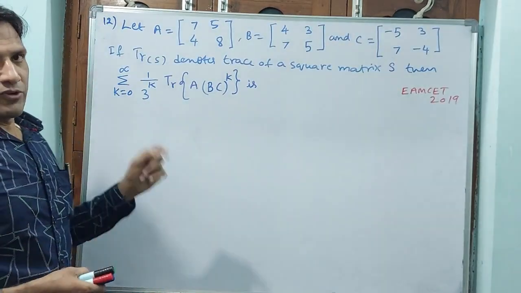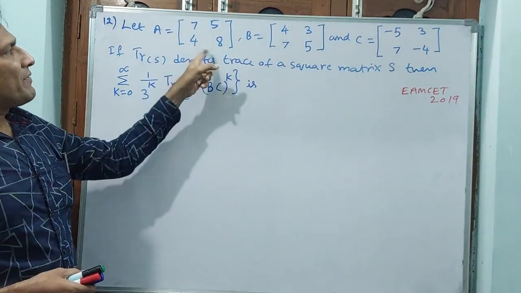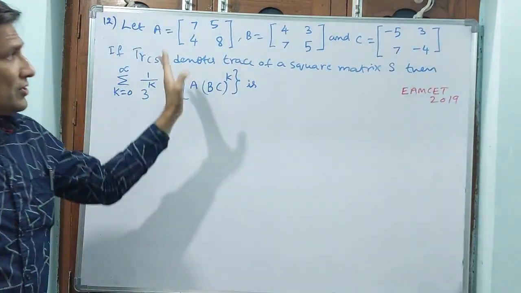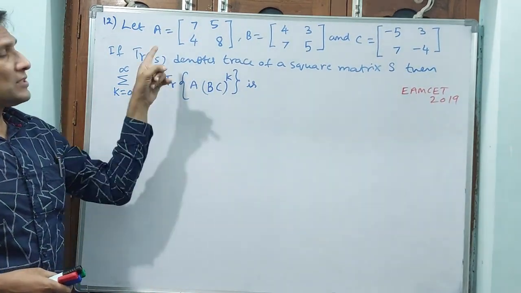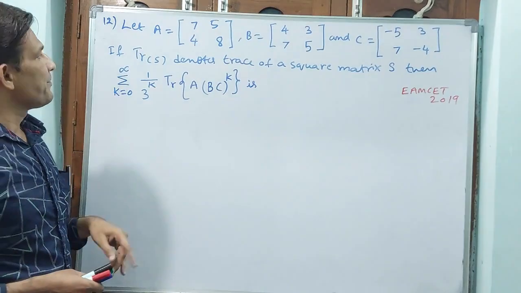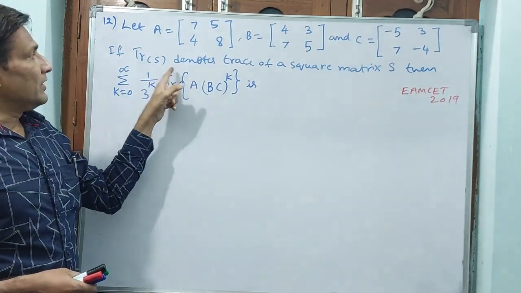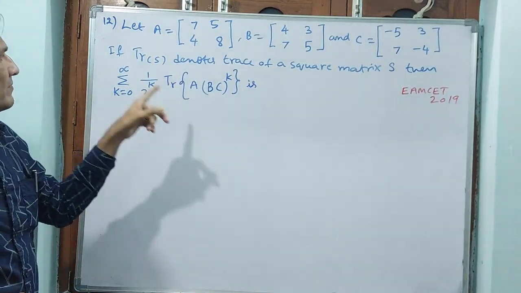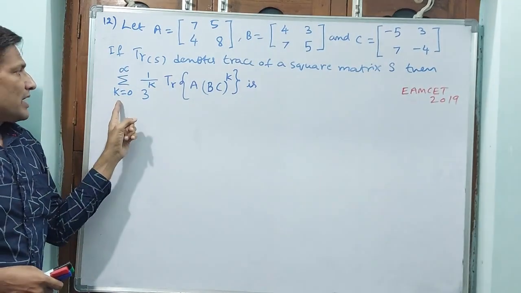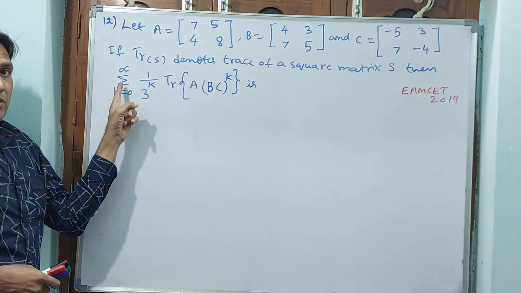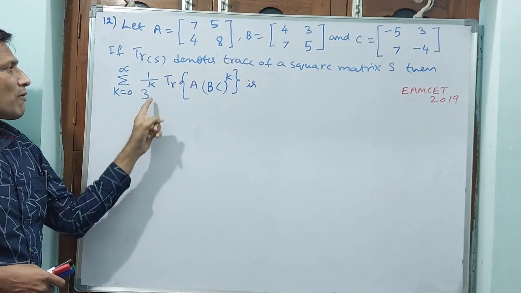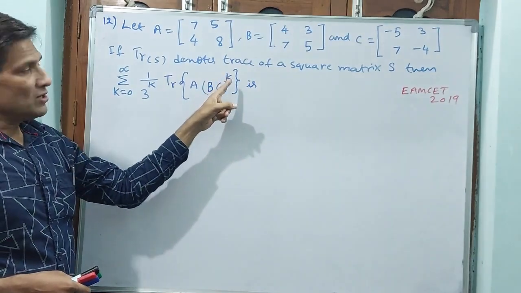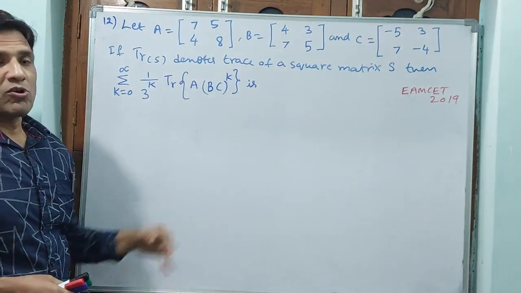See question number 12. Let A is equal to [7 5; 4 8], B is equal to [4 3; 7 5] and C is equal to [-5 3; 7 -4]. These three are matrices. If you observe carefully, these are 2 by 2, that means square matrices. If TR denotes trace of a square matrix, then sigma from k equals 0 to infinity, 1 by 3 power k into trace of A into (BC) whole power k is equal to how much, they are asking.